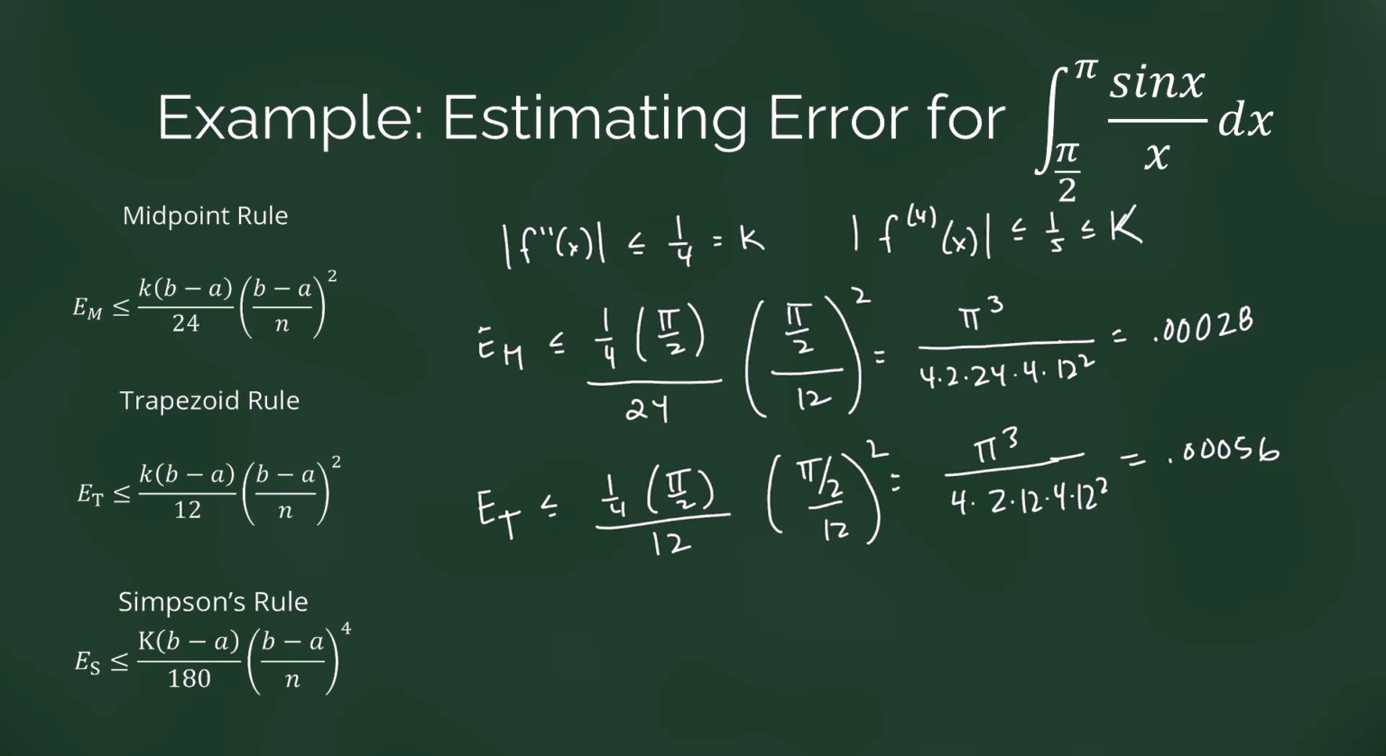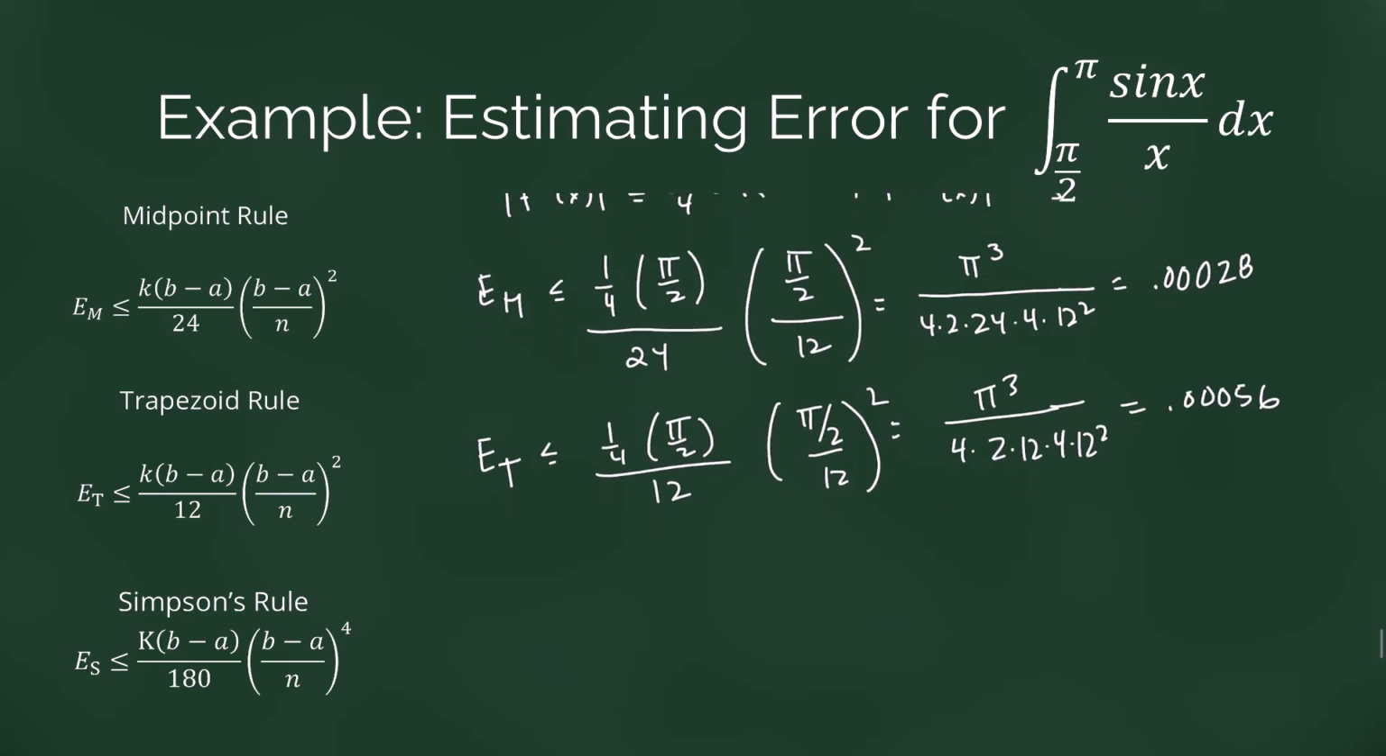Now notice these numbers do not tell us if we have an overestimate or an underestimate. We just know that the actual value for the definite integral is the 3 sums that we found earlier, plus or minus these numbers here.